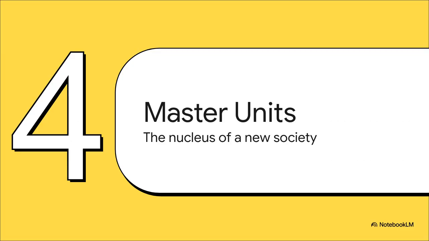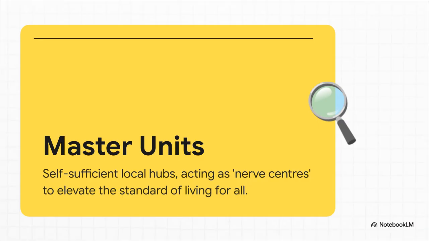All right, so all of this leads to the final, and maybe the most visionary piece of the puzzle. How do you actually do this on the ground? The answer is something called a master unit. Master units, they're envisioned as the nerve centers of society. That's a great way to put it. They are self-sufficient local hubs that are designed to meet the fundamental needs of the people and raise everyone's standard of living right from the ground up. They're basically the engine of this new local economy.